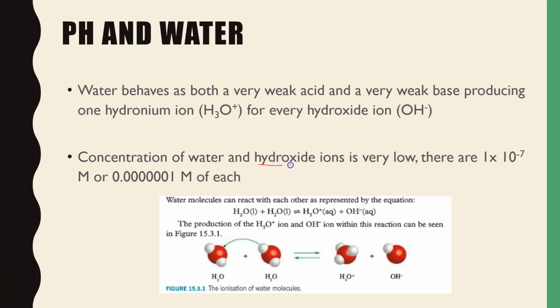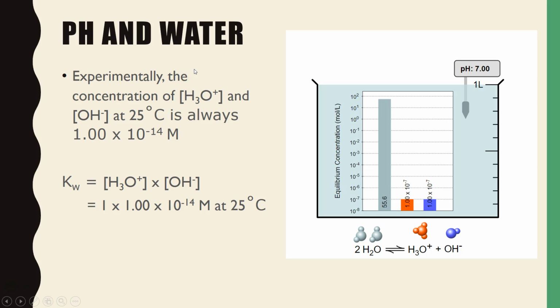The concentration of hydroxide ions in water, when it's a pH of 7, when it's neutral, as in the case of water, is actually 1 times 10 to the negative 7 molar. So it's a very small number, the concentration of hydroxide ions. Similarly, the concentration of hydronium ions is also very small. It's this number again. So experimentally, at 25 degrees Celsius, when we multiply the concentrations of OH and H3O together, you get 1 times 10 to the negative 14.